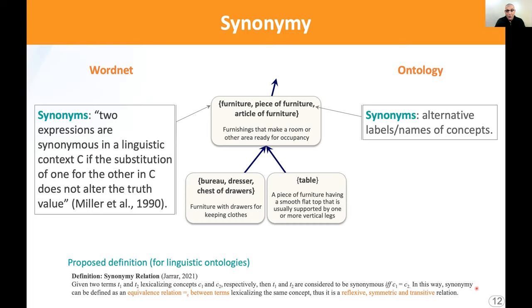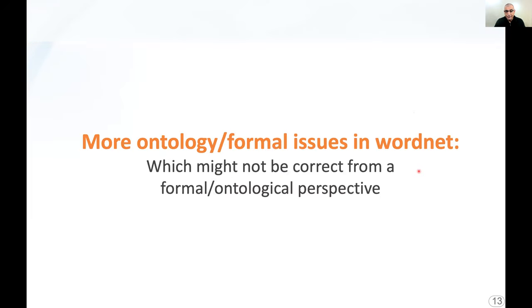So what I want to say is that when building WordNets, we think of linguistic contexts. Why, when we build ontologies, we think of classes and relations between instances. And because of these different views, there are some consequences that I will show you shortly. So now I will show you some of these consequences or issues that, from an ontology point of view, might not be correct, but they might be acceptable if WordNet is seen as a lexicon.